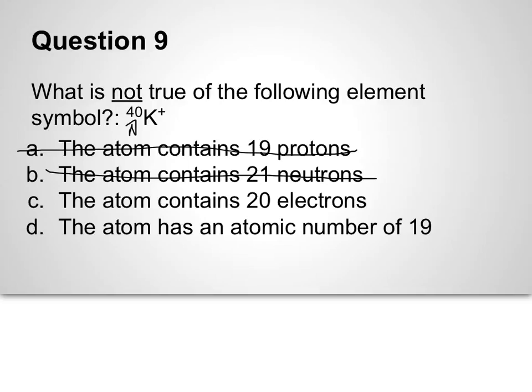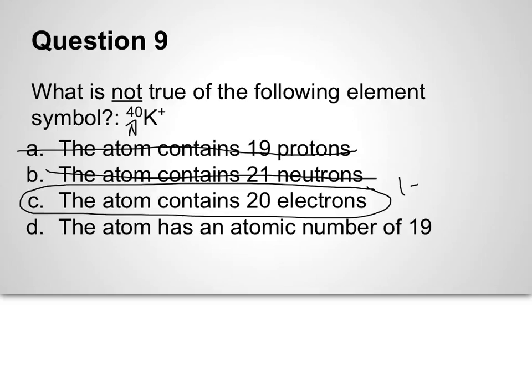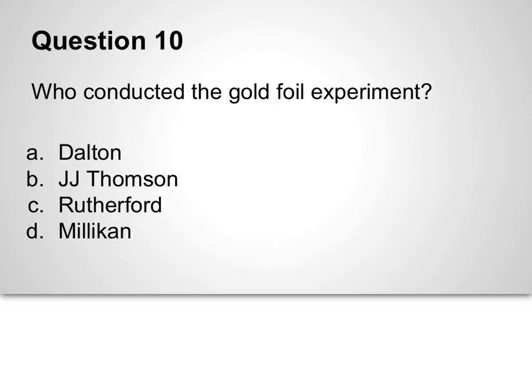Well, if it had 20 electrons and 19 protons, it would actually have a charge of 1 minus. Since it has a charge of 1 plus, it's actually got 18 electrons to 19 protons. That's how we end up with 1 plus. And atomic number 19 is always potassium, so that's not true either. Or that's true, which is not the correct answer.